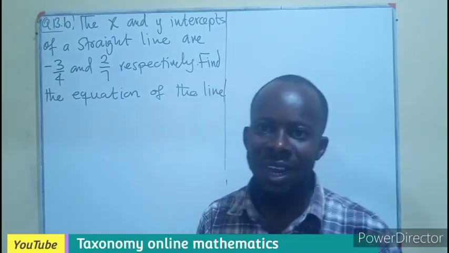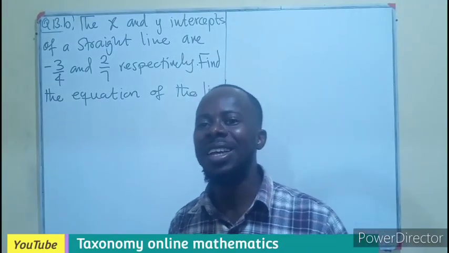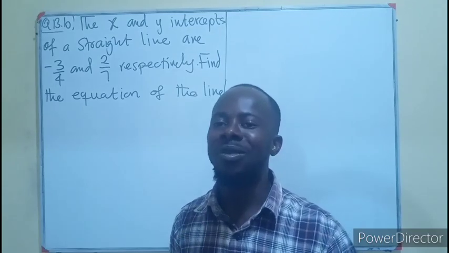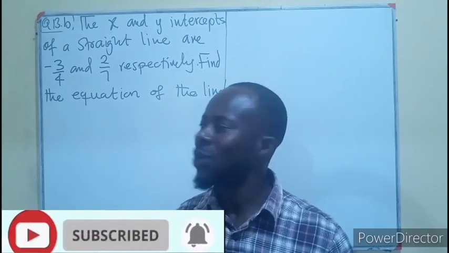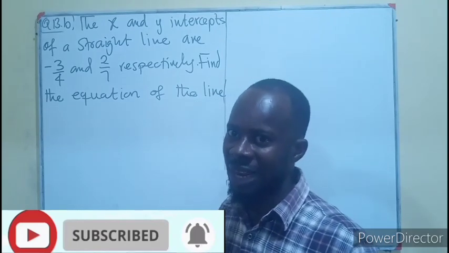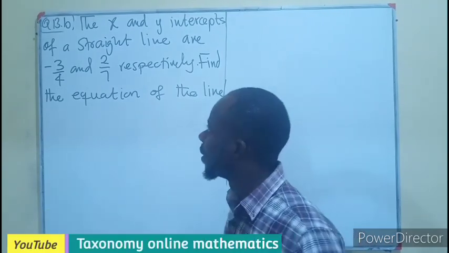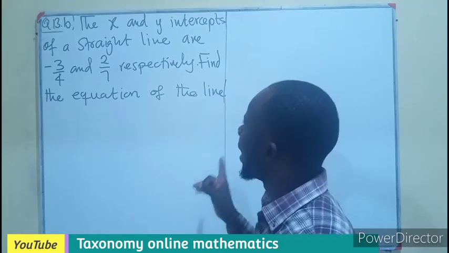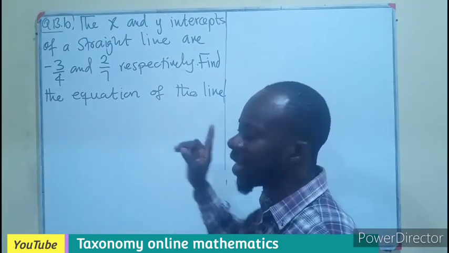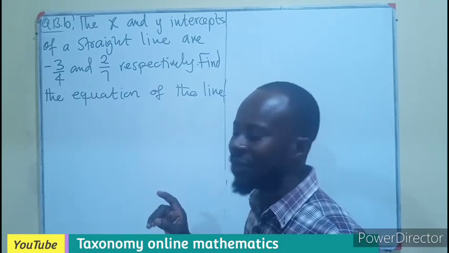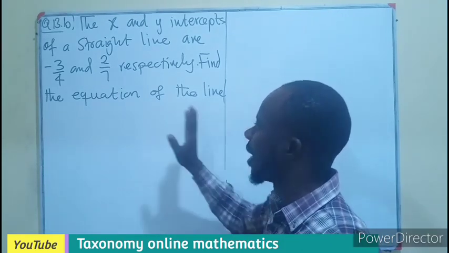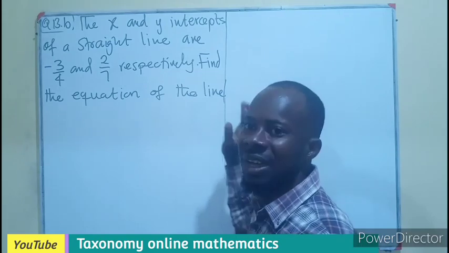Welcome. Finally, we are at the end of the subjective questions of this June 2023 WAEC Commerce question paper. This is the last one, 13B. The x and y intercepts of a straight line are given as -3/4 and 2/7 respectively. We have to find the equation of the line.